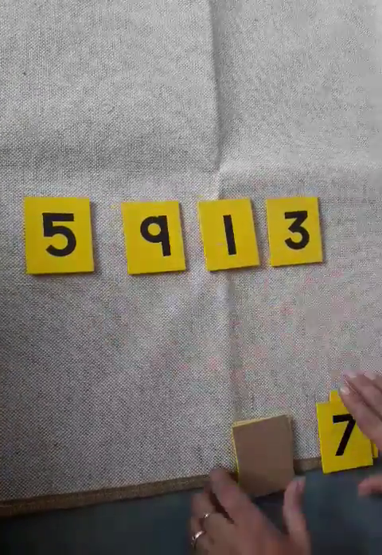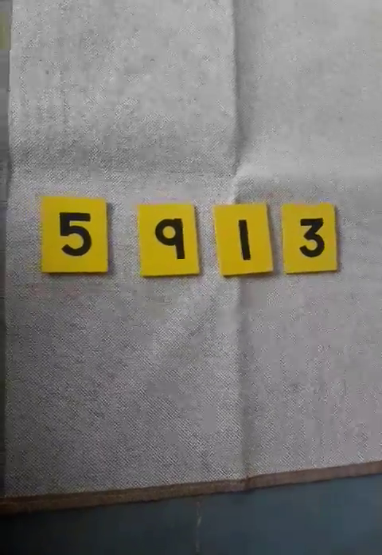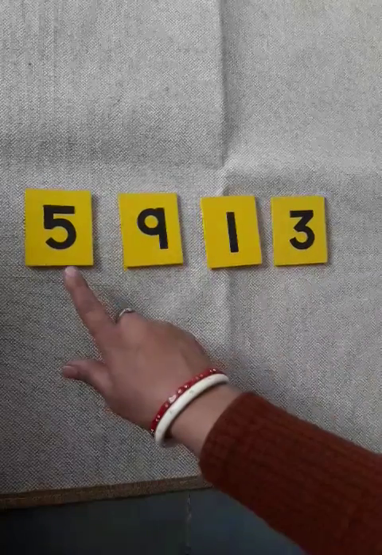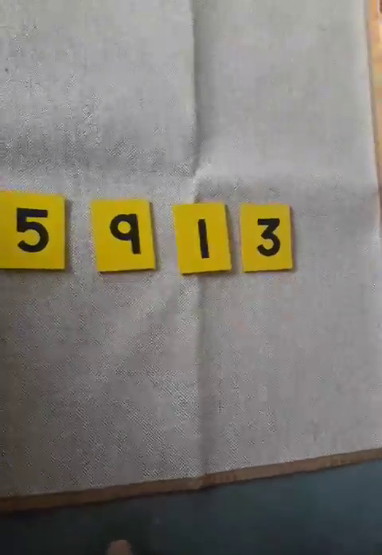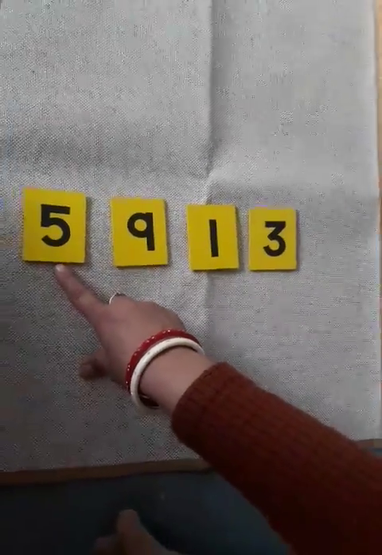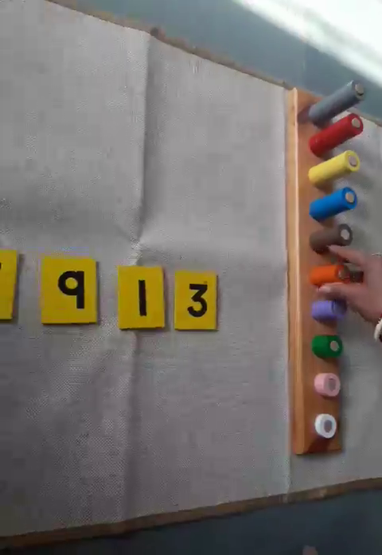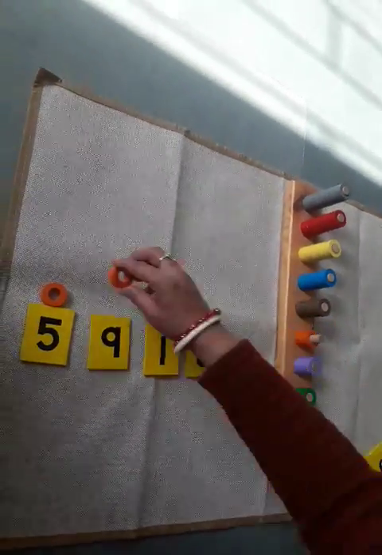These 4 numbers I am going to take, and we have to put the rings as per the numbers. So here we have to put the 5 rings first. Here I am going to take 5 rings for 5 numbers. So this orange color tells us this is the 5 rings. So we have to put it here.